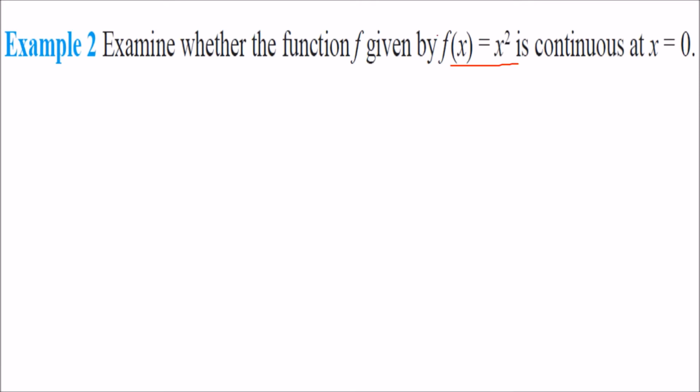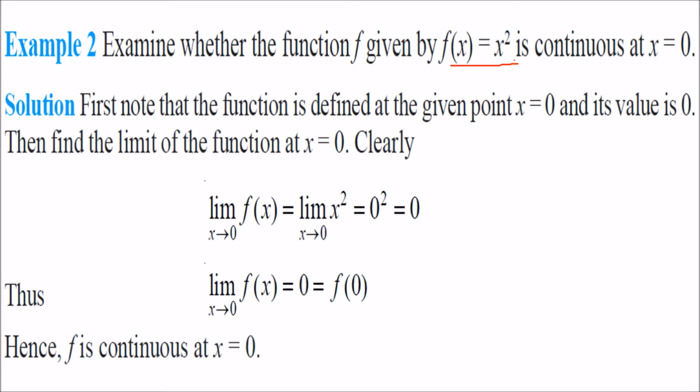Both are 5. So f is continuous at x = 1. Examine whether f(x) = x² is continuous at x = 0. First of all, it has to be defined. If you place 0, the function does not become infinite or indeterminate. So it is defined at x = 0 and the value is 0. Let us find the limit. The limit as x tends to 0 of f(x) is 0², that is 0. So the value at x = 0 and the limit at x = 0 are both the same. So the function is continuous at x = 0.